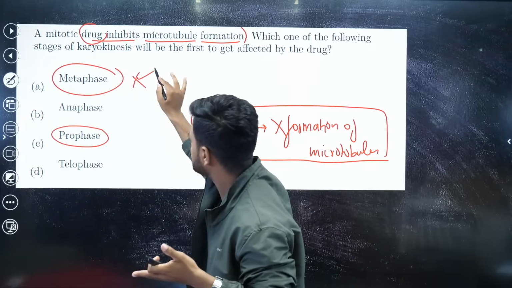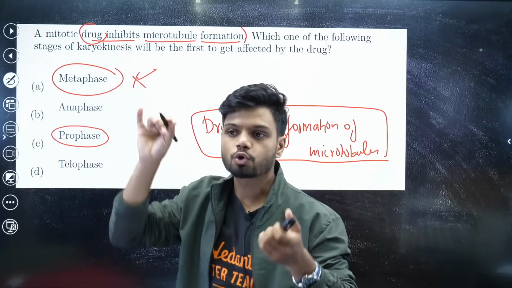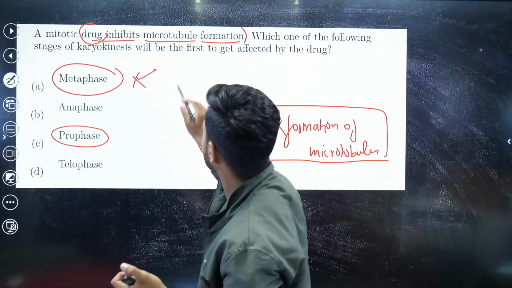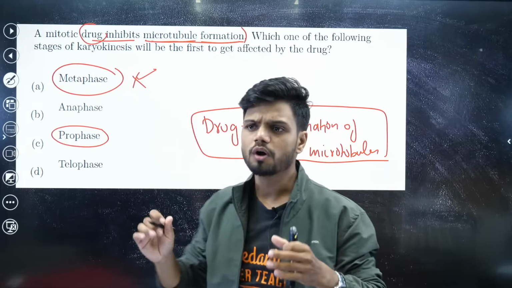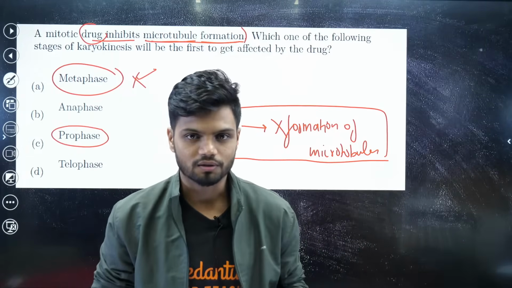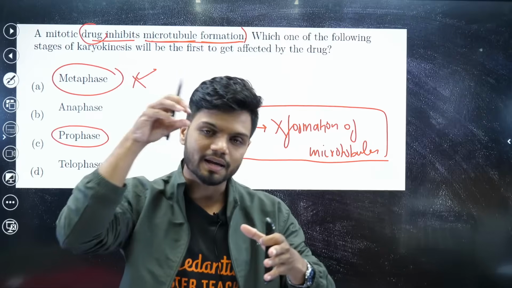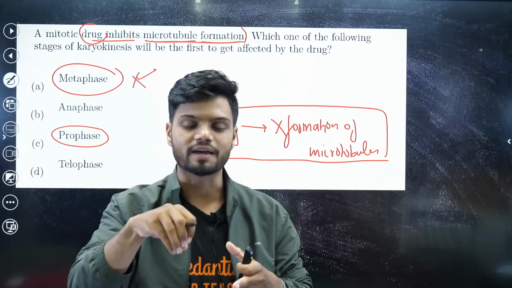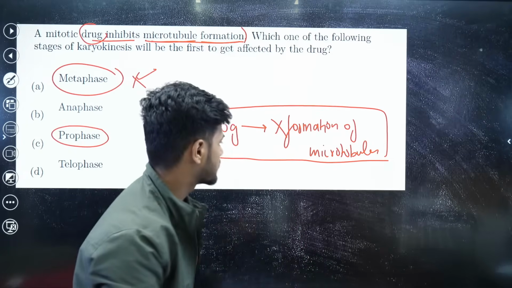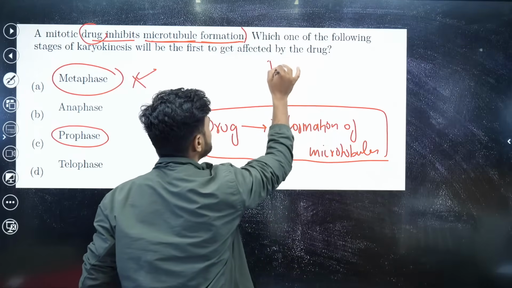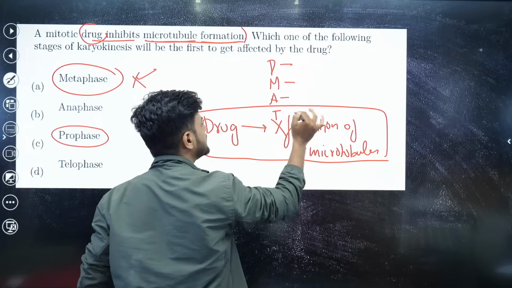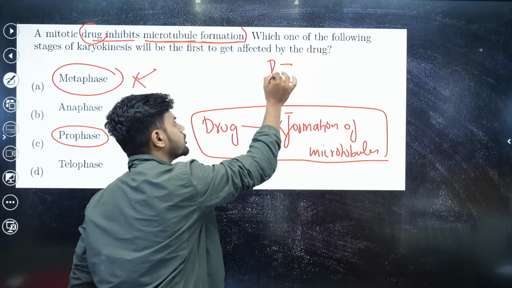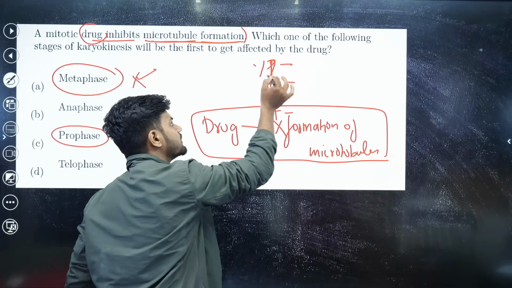But what is the question? The question is saying that the drug inhibits the microtubule formation. So microtubules are not forming at all. So if the drug has been applied, the first phase of your mitosis, all of you know the trick, right? That is PMAT: prophase, metaphase, anaphase and telophase. The first phase, which is prophase, itself does not happen.